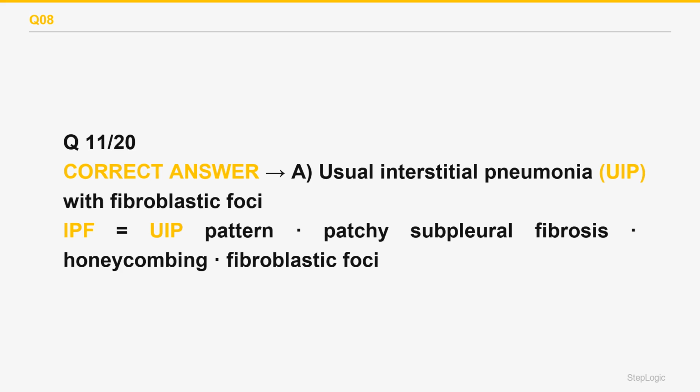The correct answer is A. The CT findings, subpleural basal reticulation, honeycombing, and traction bronchiectasis, correspond directly to the UIP pattern and can be diagnostic without biopsy. Choice C, non-caseating granulomas, is sarcoidosis. Choice D, diffuse alveolar damage with hyaline membranes, is ARDS. Antifibrotics like pirfenidone and nintedanib slow progression. The UIP pattern is the histologic hallmark of IPF.